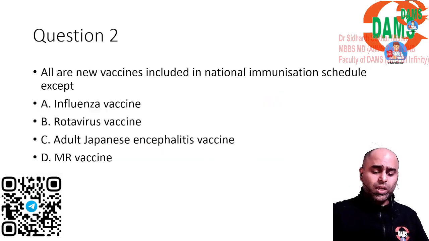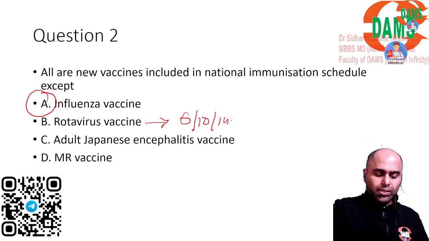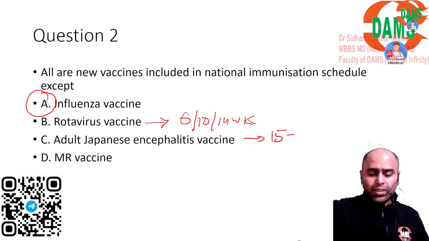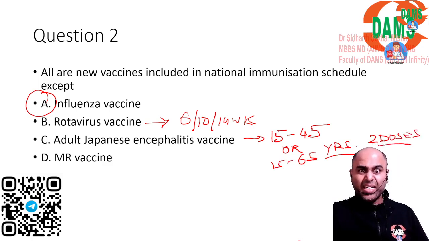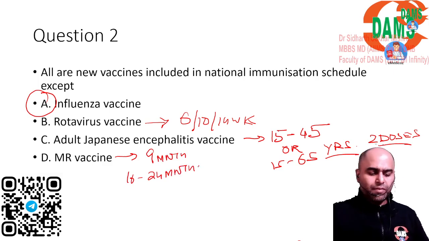All are new vaccines included in the national immunization schedule except influenza. Rotavac is given at 6, 10 and 14 weeks. Adult Japanese encephalitis has been introduced in districts of Assam in 15 to 45, or even in some places 15 to 65 years, where they are giving 2 doses in adults where JE is highly endemic. MR vaccine is given at 9th month of age and 16 to 24 months of age. We still don't have the influenza vaccine.